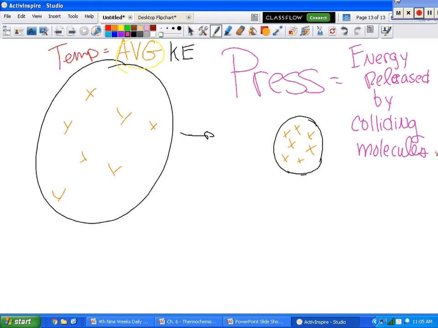I was so pumped. So pressure is going to be the energy released by colliding molecules. Well, think about this. If you have less room to run around, what are you going to do more of? You're going to collide more often. So it means the pressure has to go up.